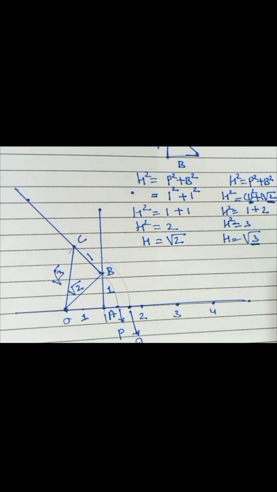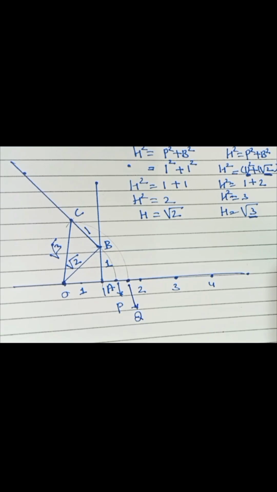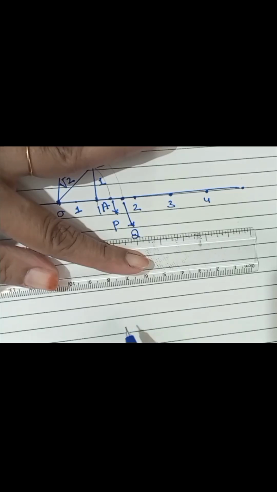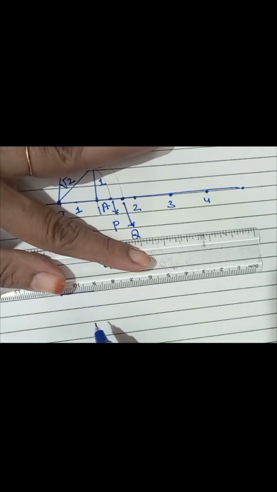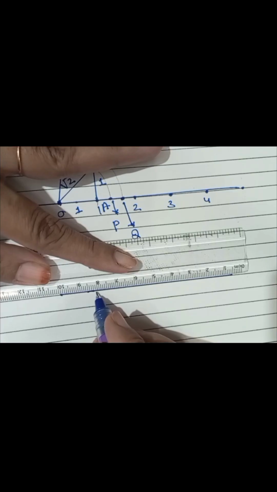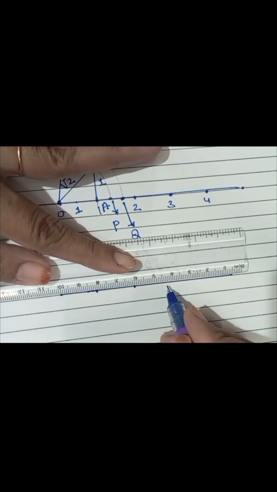In the same way, suppose you want to calculate the value of root 5. Then how will you calculate? In order to calculate the value of root 5, I will draw a separate number line because it will create confusion. Again a 2 centimeter line we will draw. 1, 2, 3, 4 and so on.